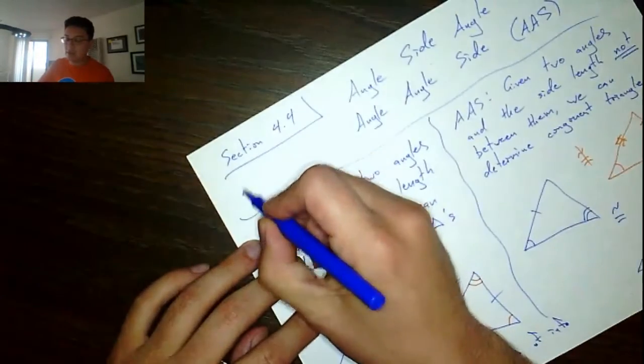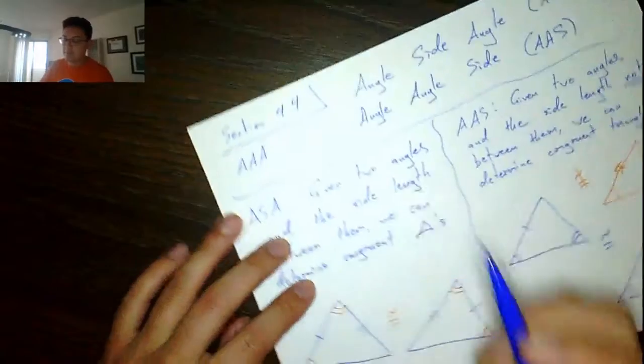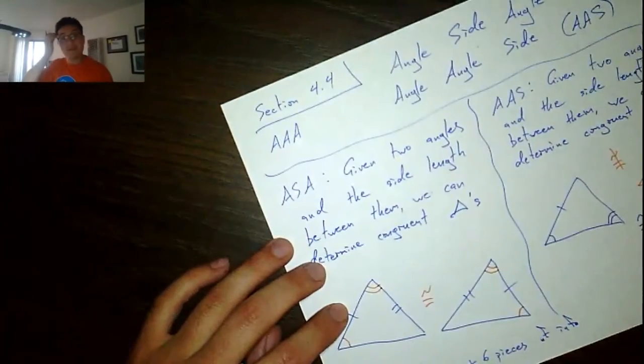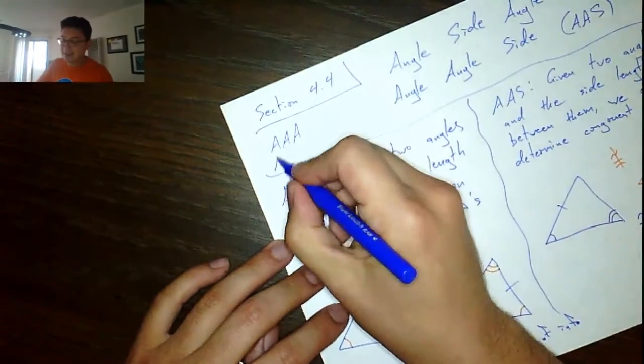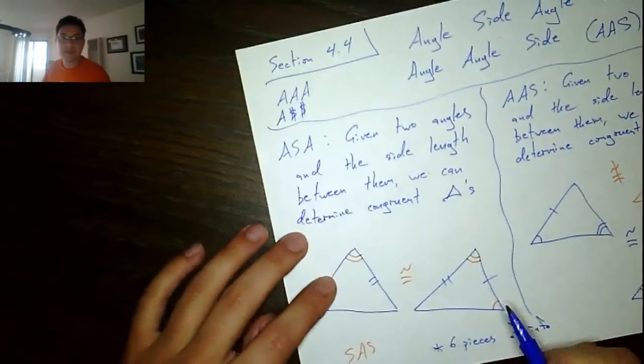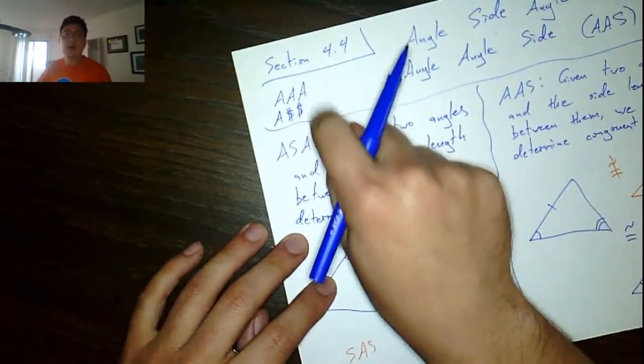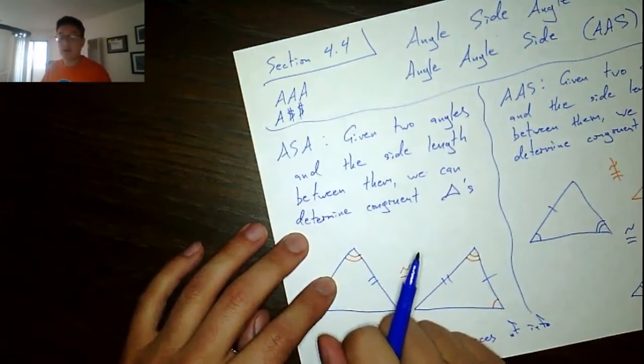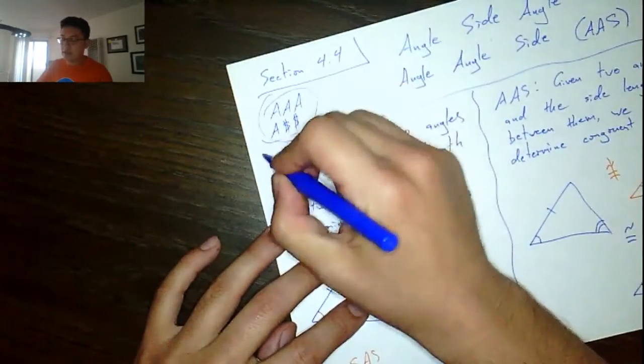The other ones are AAA. Okay, and the other one is everyone's favorite. It's the ASS. So ASS. Okay, clean that up just a little bit. These two do not generate congruent triangles. So these are the ones that we're not going to go over.